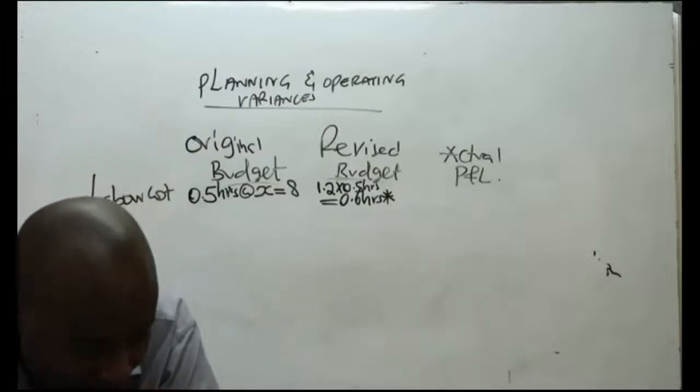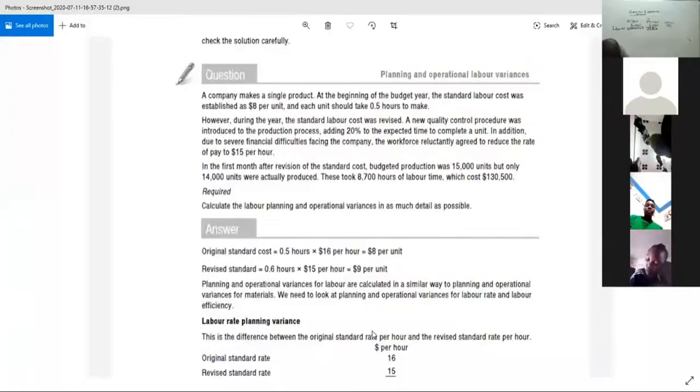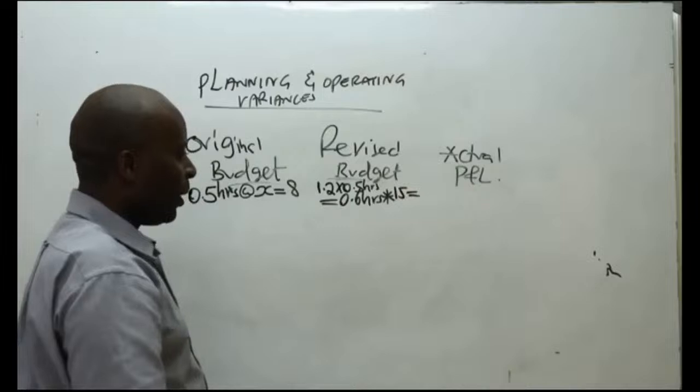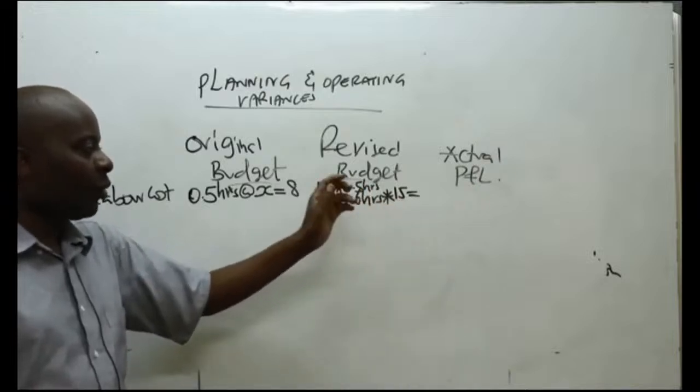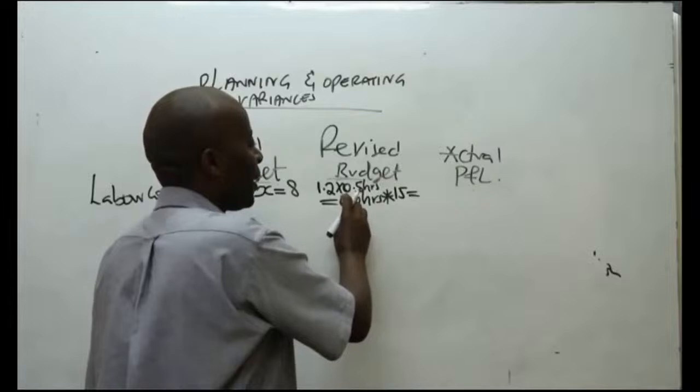If you continue reading, they're telling us a new quality control procedure was introduced to the production process, adding 20% to the expected time to complete a unit. In addition, due to severe financial difficulties facing the company, the workforce reluctantly agreed to reduce the rate of pay to $15 per hour. So at least here they have given me the revised rate, which is 15 per hour, meaning that a whole unit will be 0.6 times 15. Could you kindly give us an answer? 0.6 times 15 gives us what answer, ladies and gentlemen, here?